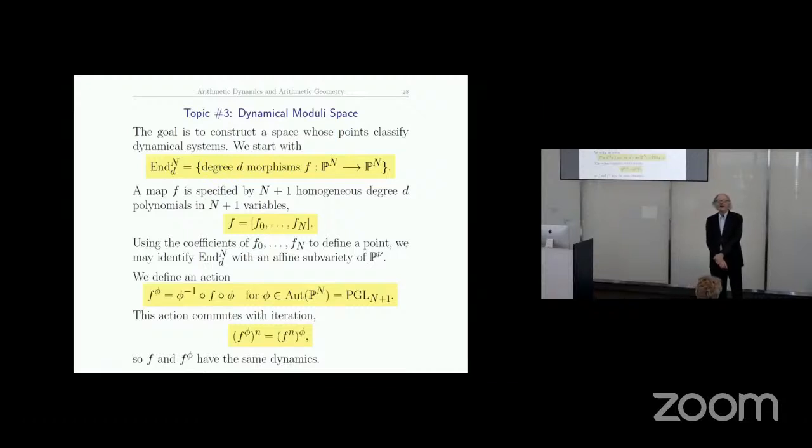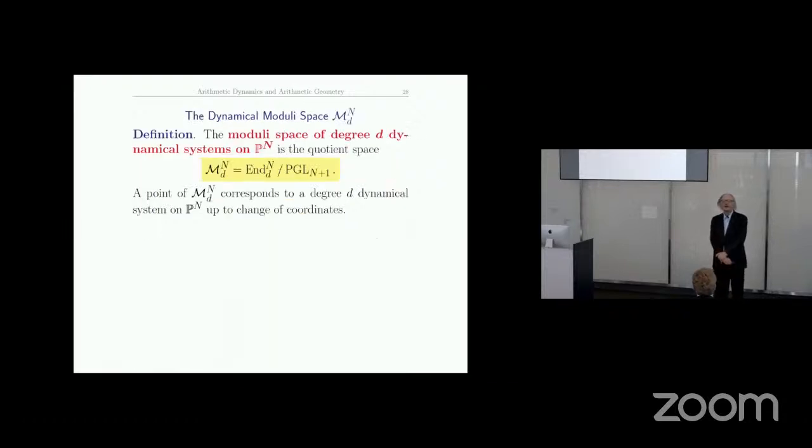And I take a map F and I conjugate it by one of these automorphisms. So phi inverse composed with F composed with phi. And this is the correct identification to take for dynamics because this identification commutes with iteration, right? The nth iterate of the conjugate of f is the conjugate of the nth iterate of f. So they really do have the same dynamics, f and its conjugate.